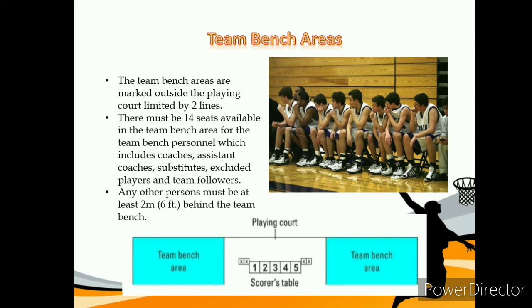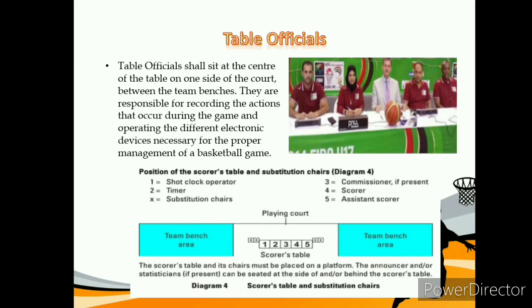Lastly, any other persons must be at least 2 meters or 6 feet behind the team bench. Another is the table officials. The main role of table officials is to facilitate the players and ensure that the game is being played in a fair and safe manner in accordance to the rules. They are responsible for keeping the game running smoothly. According to the rules, table officials shall sit at the center of the table on one side of the court between the team benches.